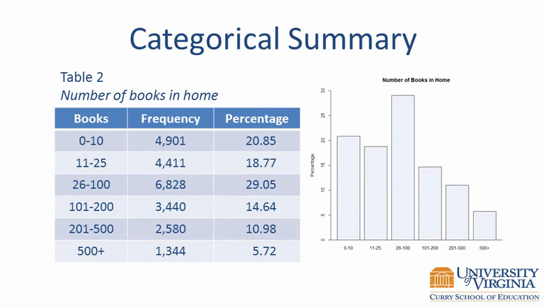The summary for the number of books in the home appears to be very similar to the last slide. There is a tabular and graphical summary. However, the values shown on this slide are ordered. This means we cannot swap the rows in the table or change the position of the bars in the plot without altering the meaning of the values. We must present them in order, 0 to 10, 11 to 25, and so on. Or we can present them in reverse order, 500 plus, 201 to 500, and so on. No other ordering would be acceptable because the values are inherently ordered. We cannot arbitrarily choose the order.